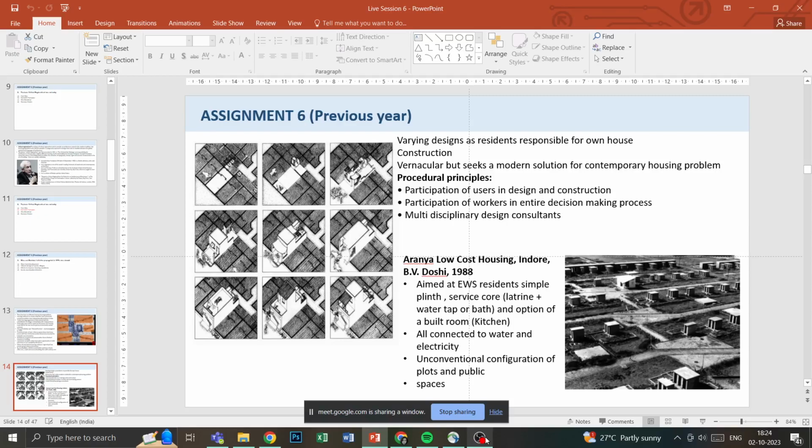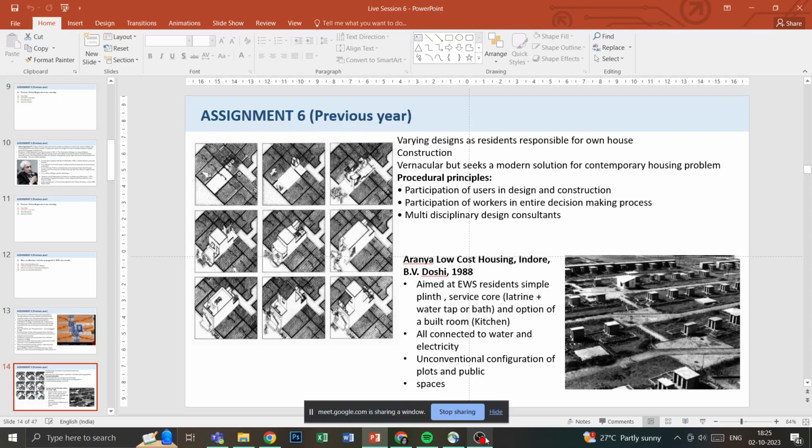Aranya low cost housing, as I mentioned right now, was another example. This is the picture of Aranya low cost housing on the left, in which you can see the plots, and the small structures that are there. These are the structures of toilet facilities, and also water supply and sanitation facilities. The Aranya housing by B.V. Doshi, which was built in 1988, aimed at EWS residents, economically weaker sections, or the low income residents.